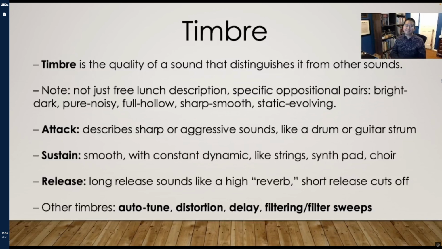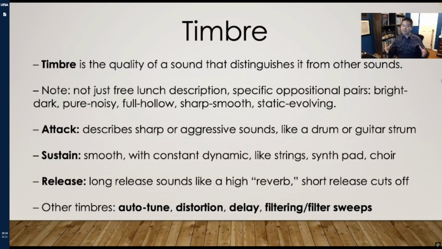Now, in the past, students have really liked talking about timbre in their analyses because they kind of feel like this is just a free lunch. I could say whatever I want here and say it's technically timbre. Like, oh, it sounds so smooth or so upbeat or so jazzy or cool. But really, timbre isn't just a free lunch of descriptions, but there are specific oppositional pairs that music theorists use when describing timbre. This isn't meant to be exhaustive, but things like bright versus dark, pure versus noisy, full versus hollow, sharp versus smooth, or static versus evolving.